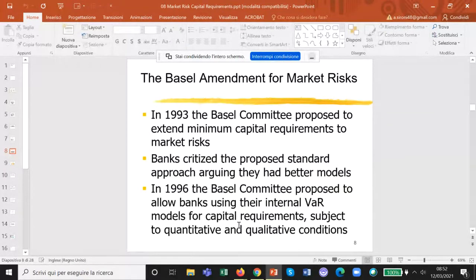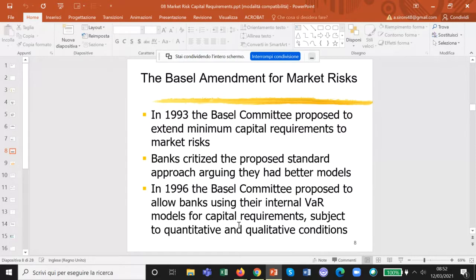And it put forward a proposal with the standard approach that was, we'll take a look at it in a minute, rather complex and sophisticated, detailed. And the banking industry all over the world responded by saying, well, we do not agree with this system. We believe that we have already developed our own models to measure market risks. And at that time, we were talking about value at risk models.